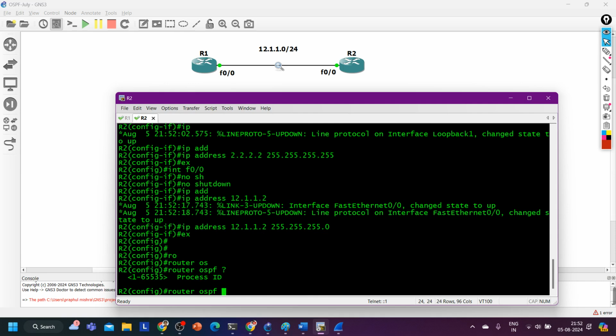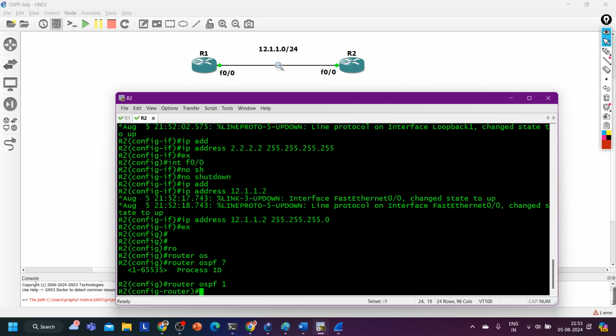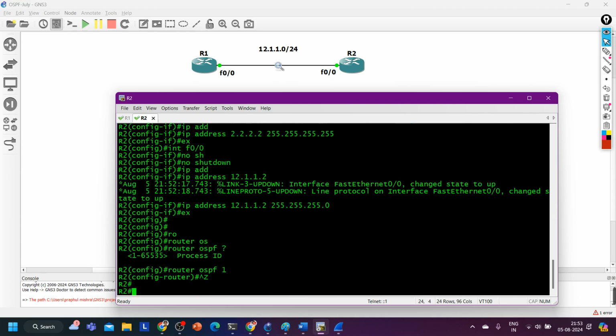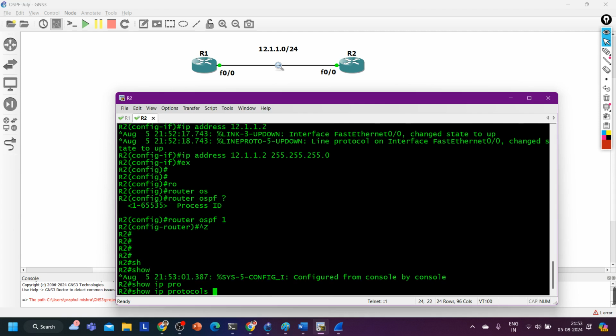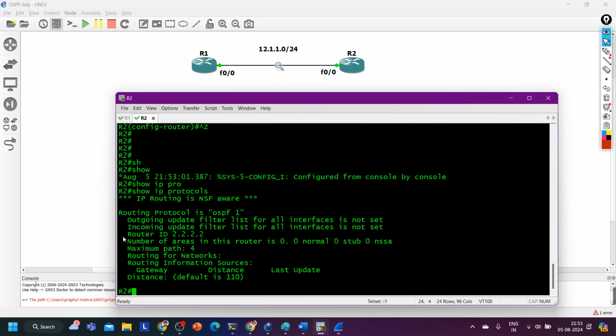But it is locally significant. You can configure same as well and different as well, right? So here I am going to configure router OSPF again 1, or you can configure 100, doesn't matter, right? What will be the router ID on router number 2? So IP protocol. What will be router ID, guys? 2.2.2. Highest IP address on the loopback interface.